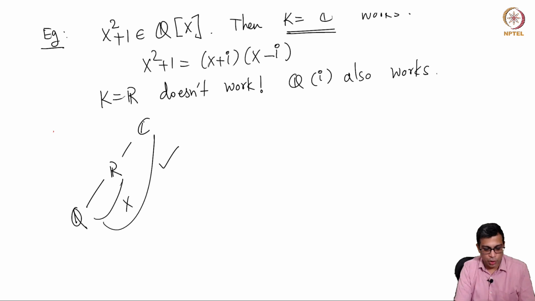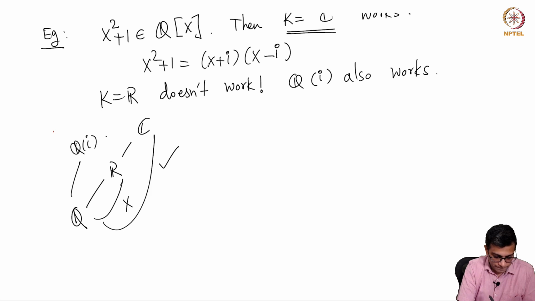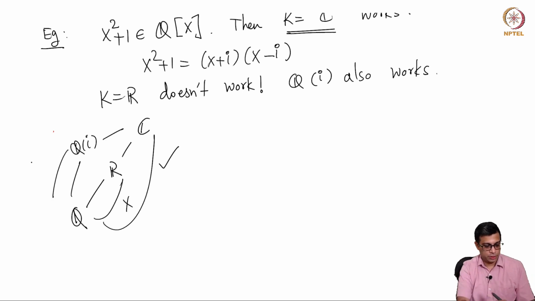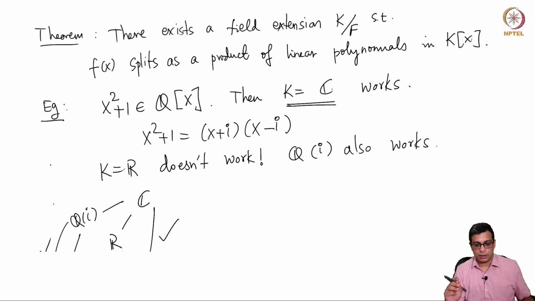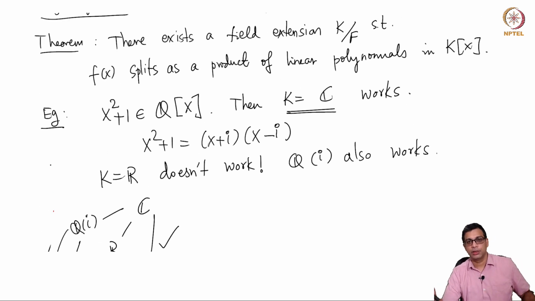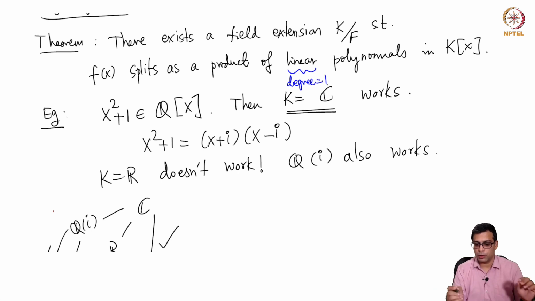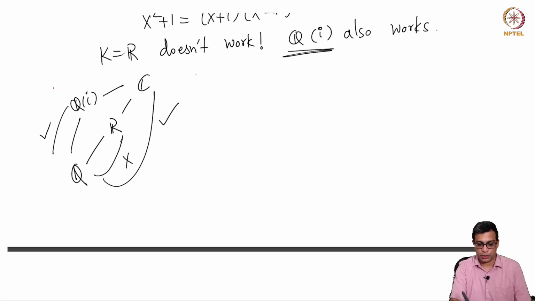Okay, but you don't need to go all the way up to C. It's an infinite extension of Q. You can take Q adjoined i, and in this it works. So the theorem is saying that there is always an extension where the polynomial splits as a product of linear polynomials, meaning degree 1. Linear means degree equal to 1. That means it has all the roots there. x squared plus 1 doesn't have roots in rational numbers or real numbers, but it has roots in C, but in fact it also has roots in a much smaller field, Q adjoined i. All the other things in C are irrelevant for this particular polynomial. You need Q adjoined i only.